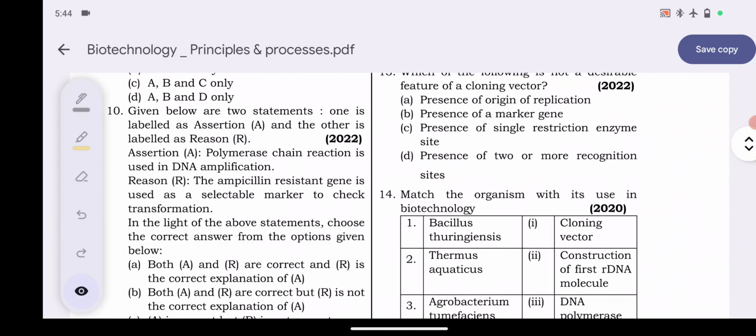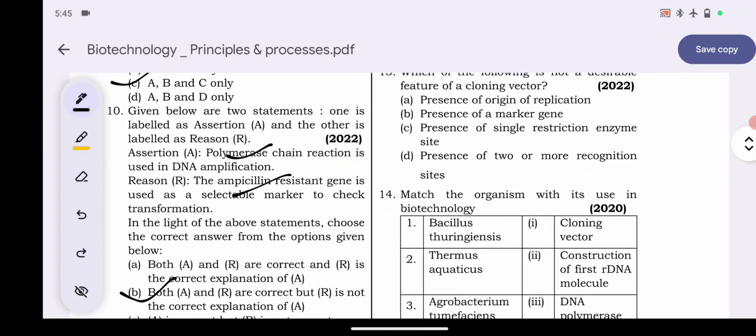Question number 10. Given below are two statements, assertion and reason type questions. Assertion: polymerase chain reaction is used in DNA amplification. Reason: the ampicillin resistance gene is used as a selective marker to check transformation. Well, here both statements are correct, but the reason is not properly explaining the assertion. That's why option B is your answer.